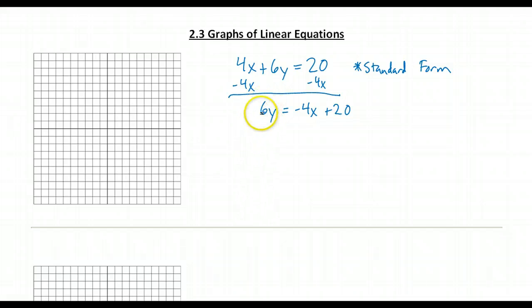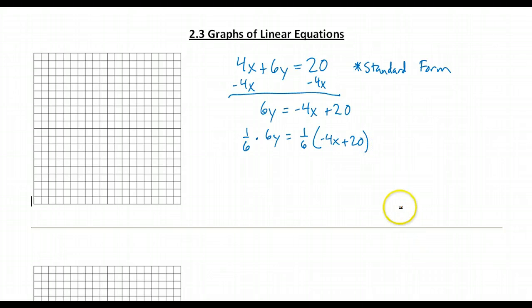Now I need to get rid of this 6 by multiplying by the reciprocal of 6. One-sixth times 6 undo each other. I'm left with just y equals. And now I need to distribute the 1/6 to each term. I'm going to drop down my plus sign. And I'm going to have negative 4/6x plus 20/6. Well, both of these can be simplified down.